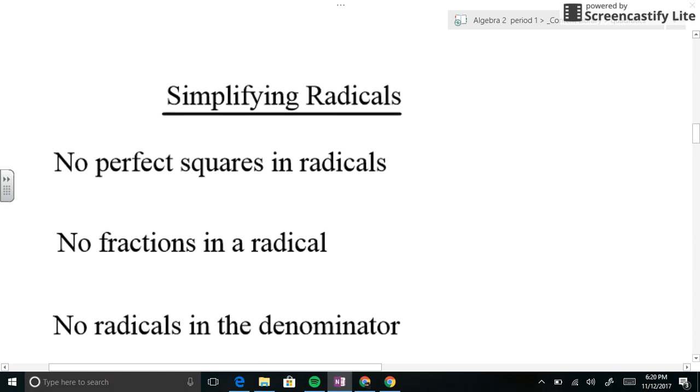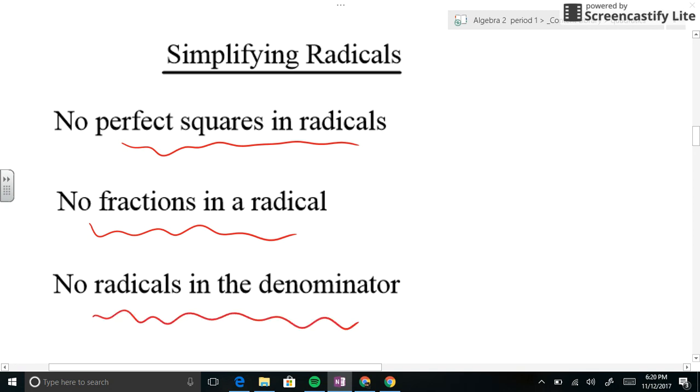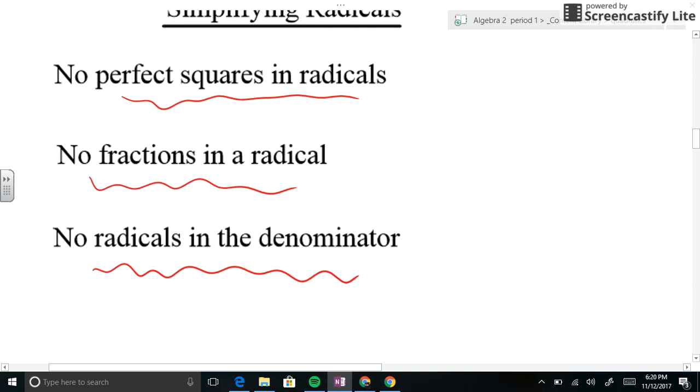So let's try another example. When simplifying radicals, the first thing we have to make sure is there's no perfect squares inside the radicals. There are no fractions inside a radical, and there are no radicals in the denominator. So what does it mean to have a perfect square inside of a radical? It means any factor that's a perfect square, such as 1 squared, 2 squared, 3 squared, 4 squared, etc.